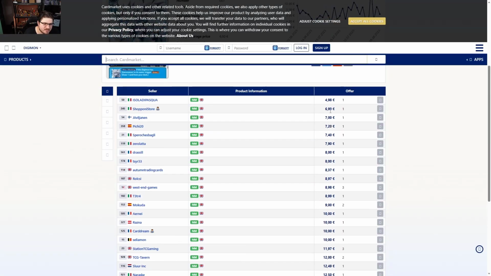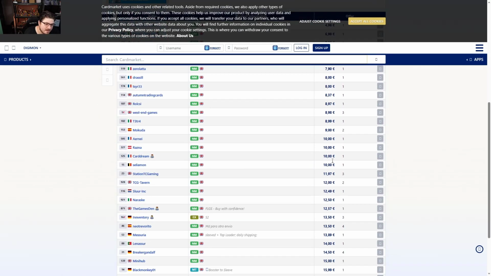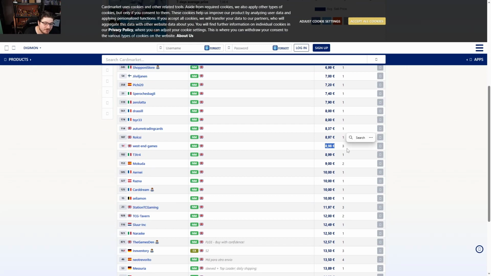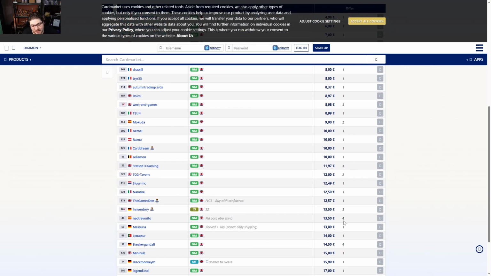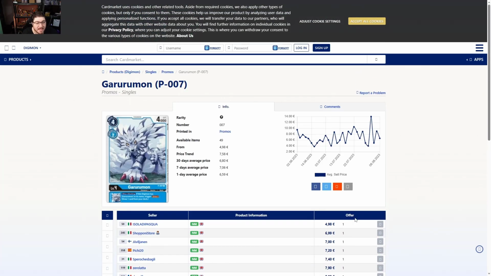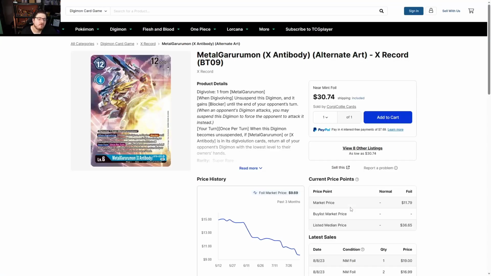Europe side looking like €6.99, €7, €8.98. Just €9 basically for 3 copies and then pick up another one for €9 basically. Or you're just going to be paying outrageous prices. Don't fall into this pit hole.